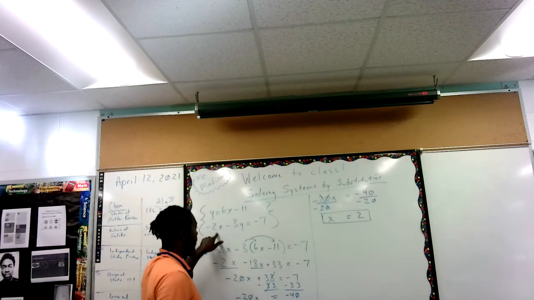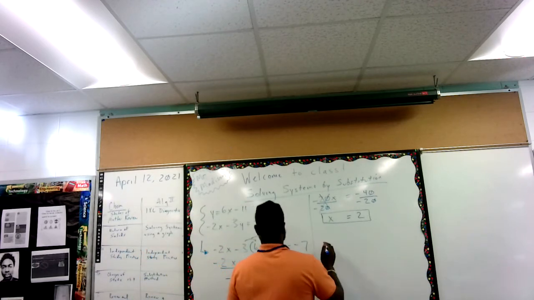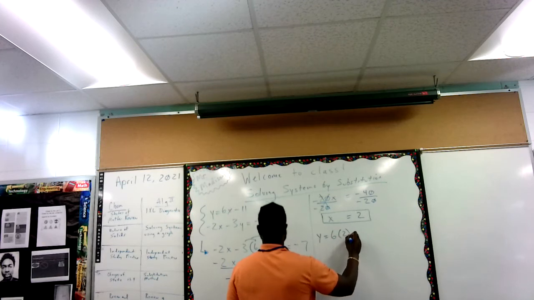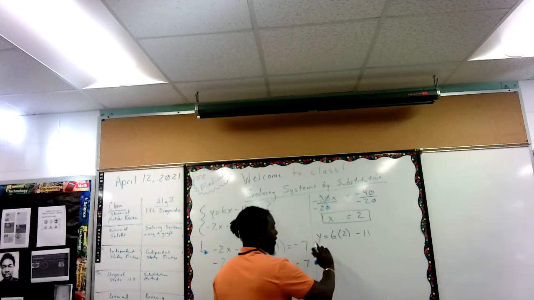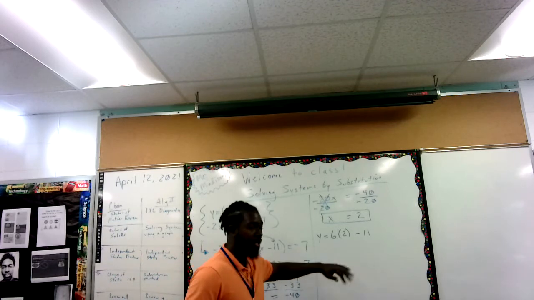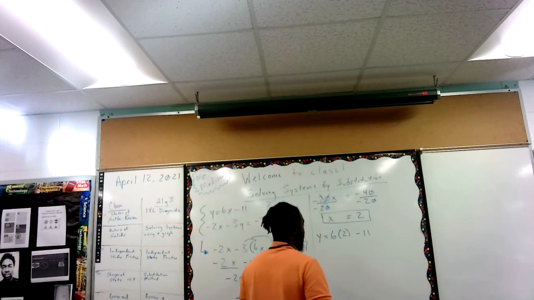If you put it in here, it's not easy because I still need to get rid of this. This is already written in the y equals form. Why not put it there? Let's do it. Y equals 6, and instead of putting x, I put 2. And then minus 11. Now we just simplify. We did this already, people. We did this last semester, if you remember.